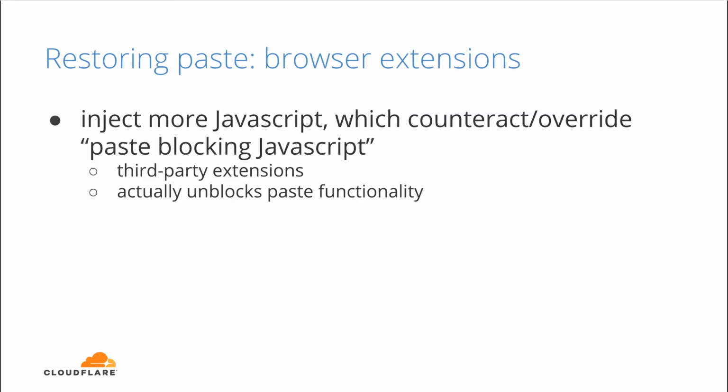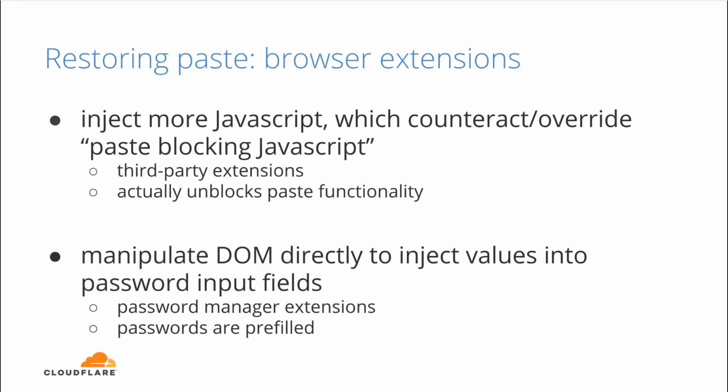The second popular approach we can take is to use some kind of specialized browser extension to unblock copy-paste, and these usually come in two flavors. The first flavor is they just inject more JavaScript into your document object model, which tries to counteract the paste-blocking JavaScript. These are most likely third-party extensions, and they unblock copy-paste functionality in the web application. The other kind manipulates your document object model directly as you browse the web, and they pre-fill passwords for you. These come from the password manager vendors themselves, because they actually need access to your passwords to do that.